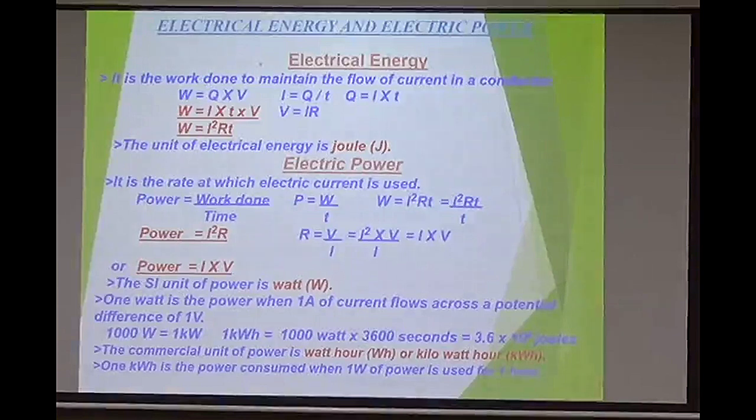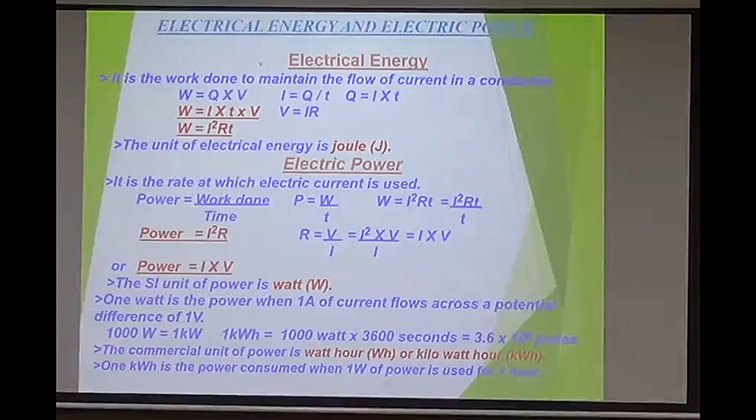Now what will be the SI unit of power? Watt. And how will we define 1 watt for an electrical device? It will be when 1 ampere of current flows across a potential difference of 1 volt. A device which has 1 watt of electrical wattage, we say it means that a current of 1 ampere flows through it whenever we supply a potential of 1 volt. Now, we know that 1 watt is a smaller unit of power. So, we define 1 kilowatt which is equal to 1000 watt.